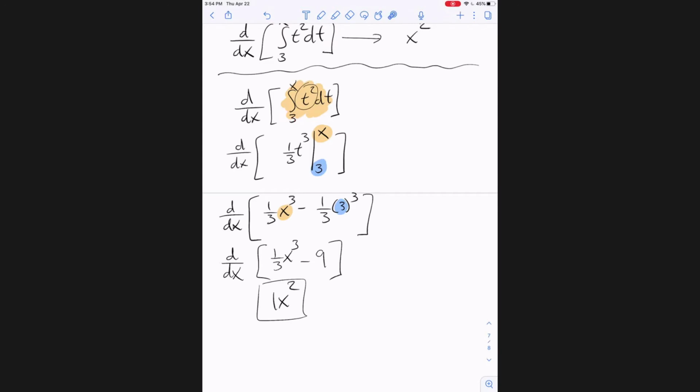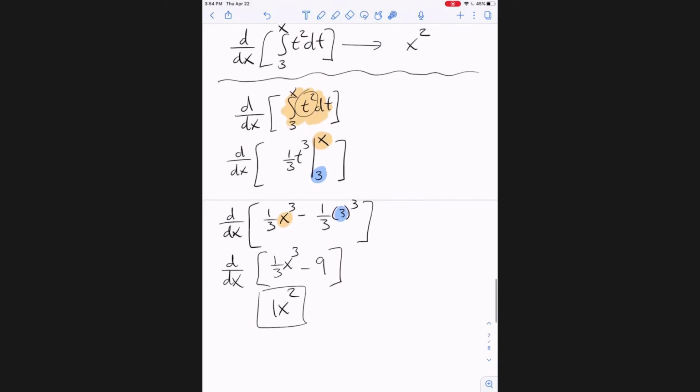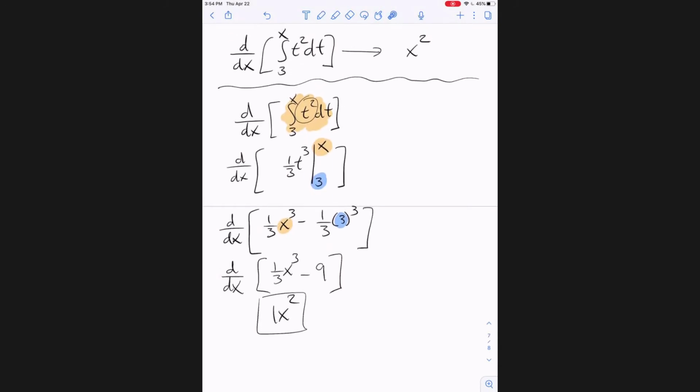In this case it was the 3, because this whole thing is a constant, and when you take the derivative of it, it's just going to go to 0 anyway. So you end up with x squared. Notice how I ended up with x squared here. But doing the shortcut, you just take x and substitute it in for t, and you're done. It all works out like that because you're taking the derivative of an antiderivative. So they cancel each other out, and you're left with the original function with just new letters.